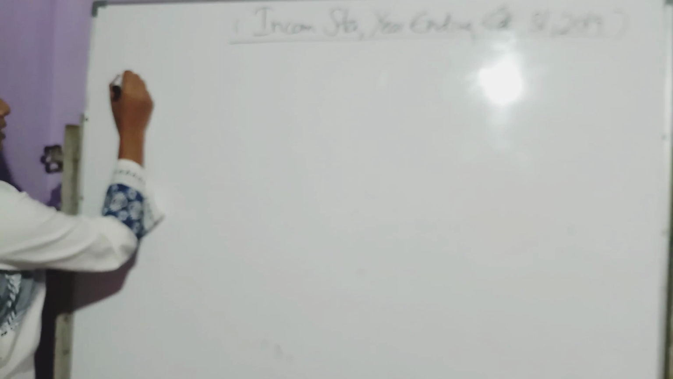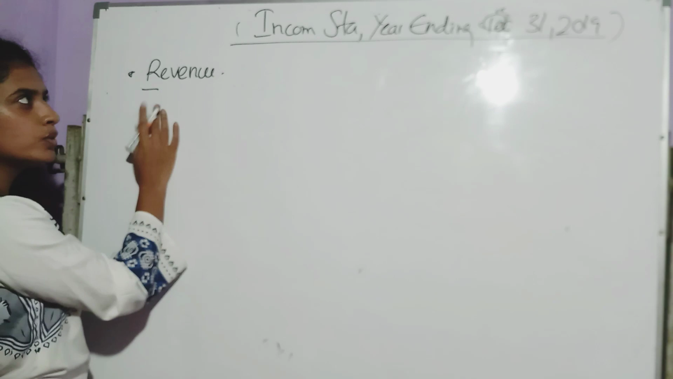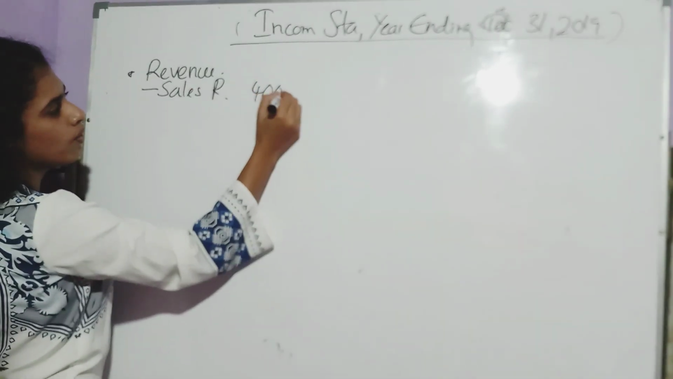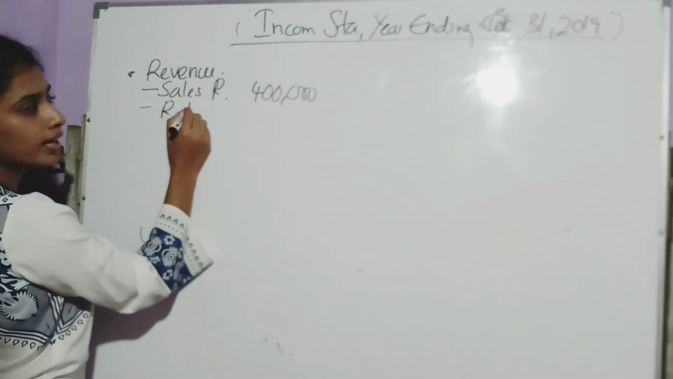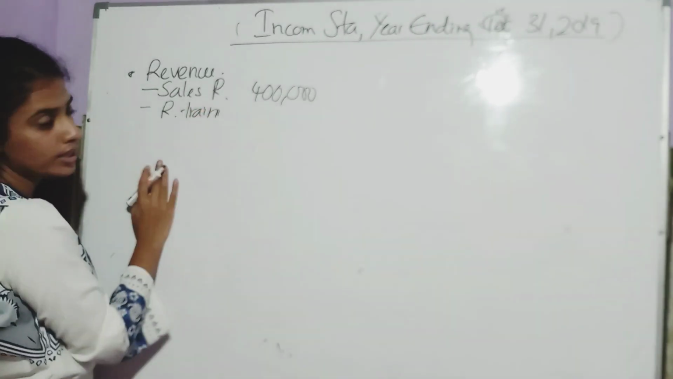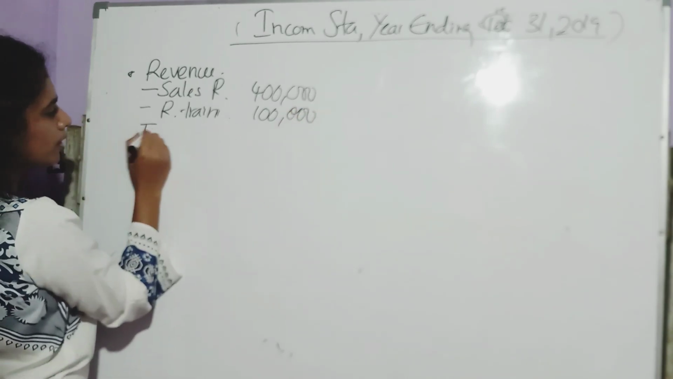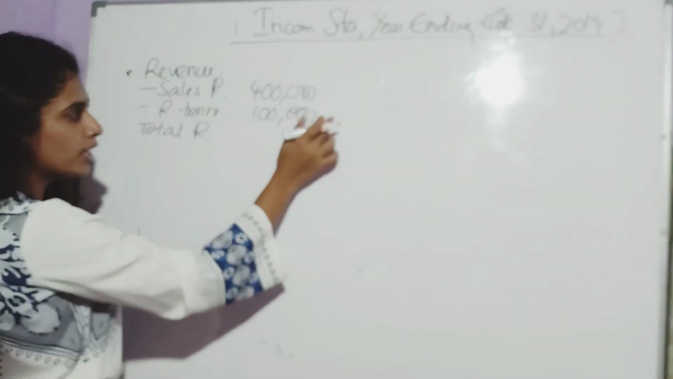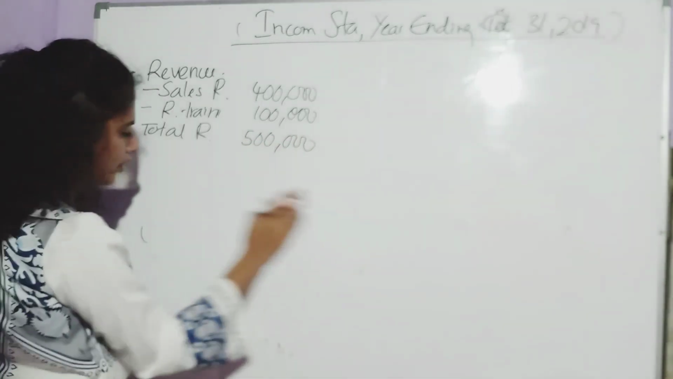Right? Then we start writing. Let's say the first one is revenues. Let's say we are having sales revenue, 400,000. Then revenue from training, 100,000. Then the third one, total revenue. We wrote two types of revenue, and we write the sum of the two, 400 plus 100, 500,000. That is 5 lakhs, our total revenue.